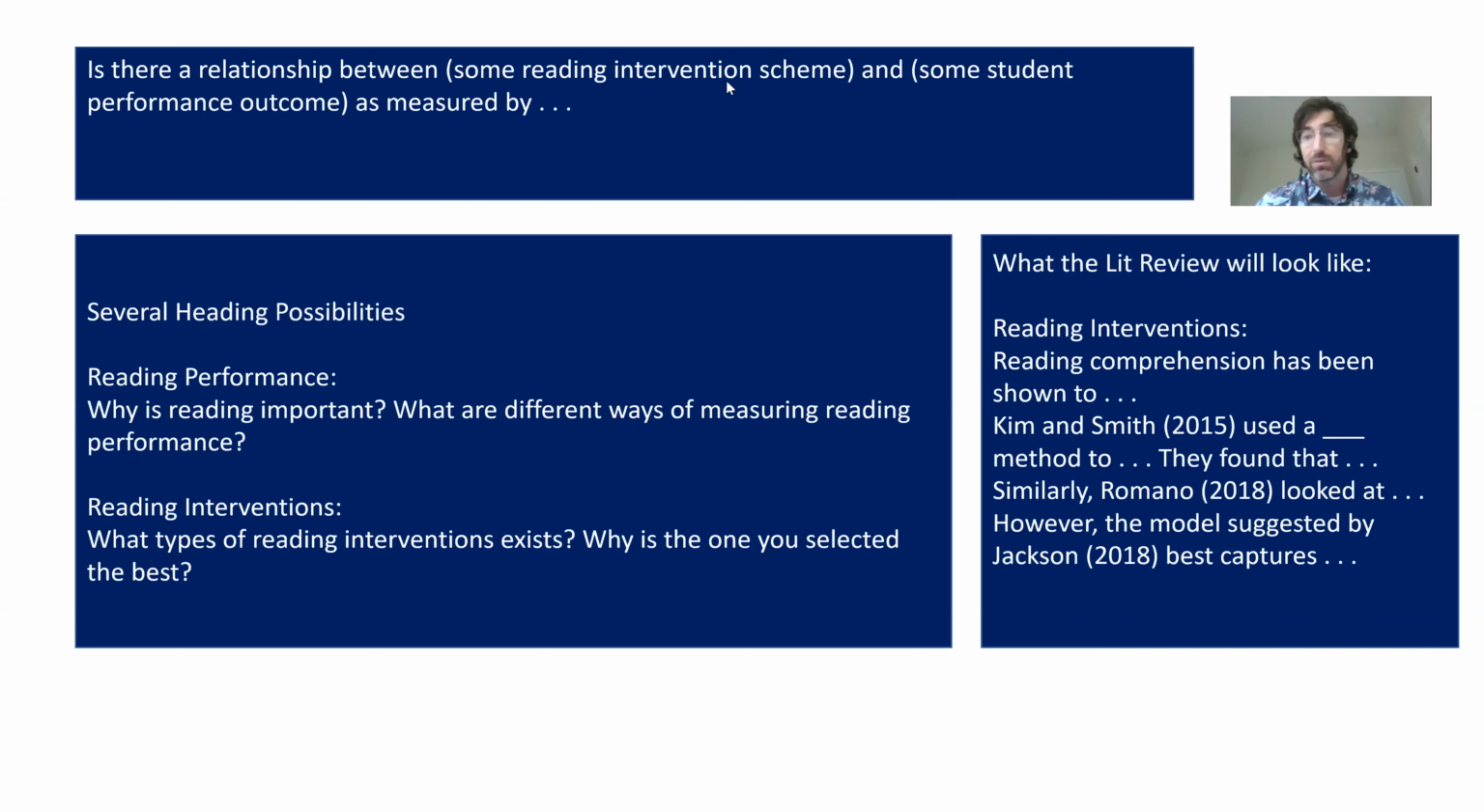And then you're going to talk about some specific reading interventions. Kim and Smith used some method to do something, and they found that this intervention led to this. And similarly, Romano looked at this scheme and found that it led to this. However, the model suggested by Jackson best captures, and this is how you're setting up your argument. So whatever the scheme is that you're recommending, after reviewing why reading comprehension is important and what others have found about it, you're going to suggest the one that you think is most important. And this will make a little bit better sense when we go into the syllogism.